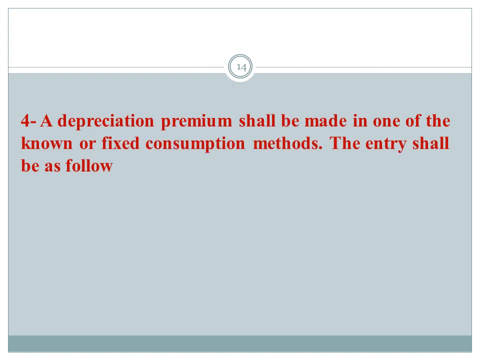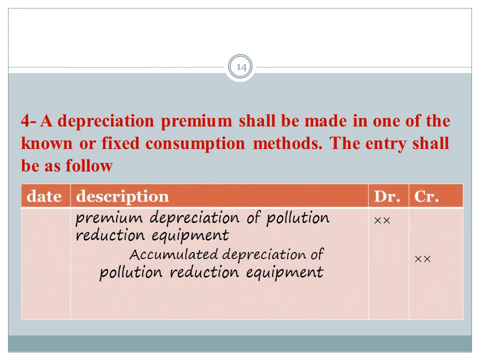At the end of the year, depreciation premium shall be made in one of the known or fixed consumption methods, such as straight line method for calculating depreciation. In general, our entry will be depreciation in the debit side and the credit side will be accumulated depreciation. So after calculating the amount of depreciation, this amount will be in the debit side, premium depreciation of pollution reduction equipment. Credit side will be accumulated depreciation of pollution reduction equipment.